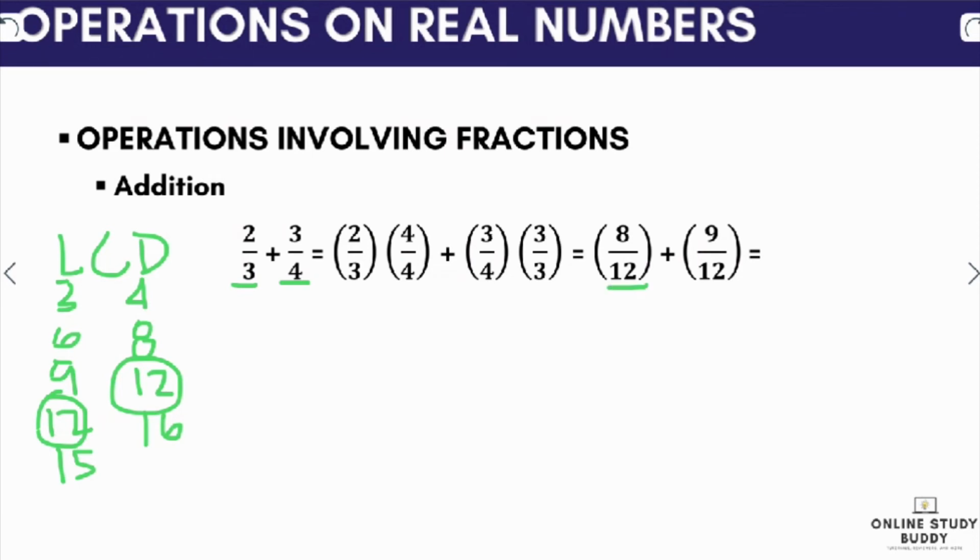Okay, so if 12 yung denominator natin, yung goal na denominator natin, we need to multiply 4 doon sa 3 na original nating denominator to produce 12.